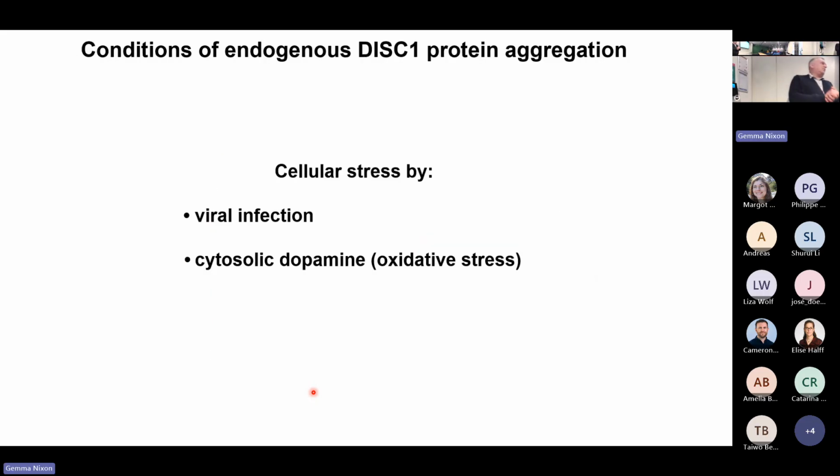Now you may ask, well, you're overexpressing this DISC1 gene in this rat, and this leads to a lot of artifacts. Is there also DISC1 protein aggregation without a transgene overexpression? I'll show you two examples. One is by viral infection, and the other is by oxidative dopamine-originating stress.